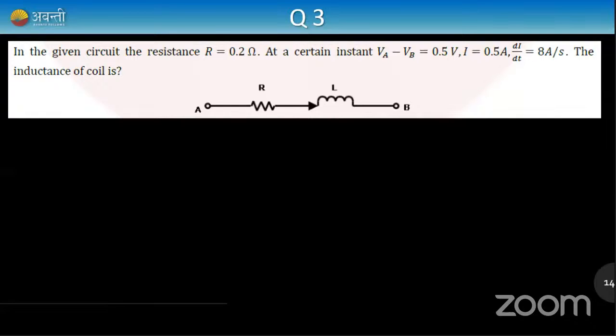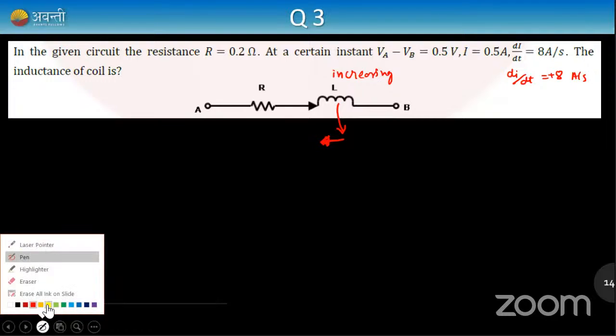But before doing that, I'll ask you one more simple question. See, the current is increasing. When the current is increasing in this coil, what will this inductor do? It will try to oppose the increase, right? So if it's trying to oppose the increase, it will send a small current in the opposite direction. The current is increasing because di by dt is positive 8. There is 8 ampere per second, that means it is increasing. If the current in the coil is increasing, this whole coil will try to decrease the current, according to Lenz's law.